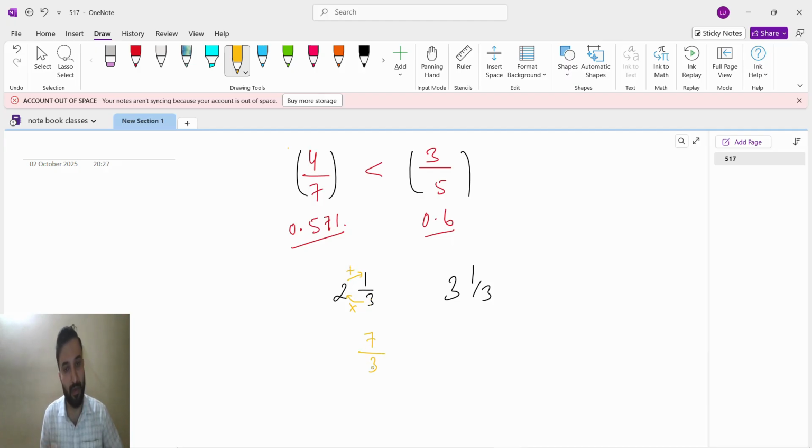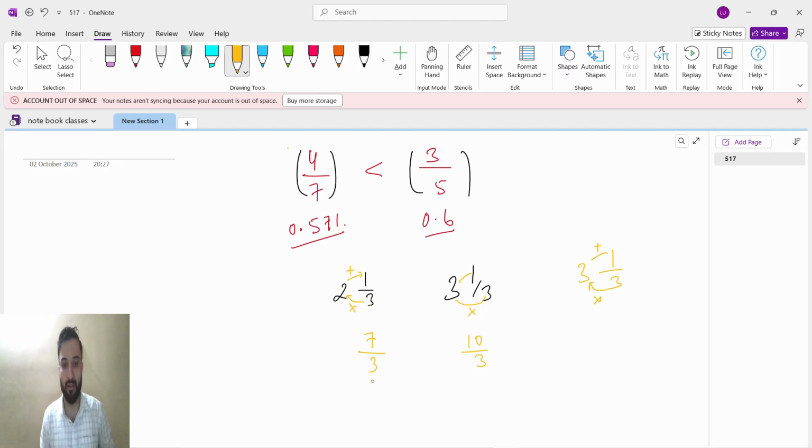The denominator will remain the same. The denominator is not going to change. So here also we will multiply this 3, so 3 threes are 9, and then we will add 1, so 9 plus 1 is 10, 10 by 3. This is 3 1 by 3: multiply 3 threes are 9, and then add the 1, 9 plus 1 is 10 by 3. So now we will see.